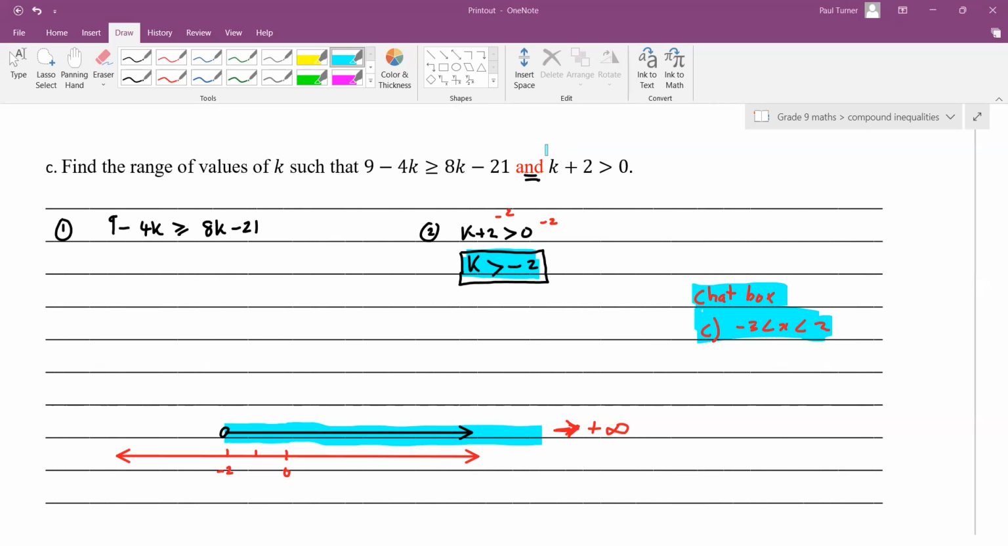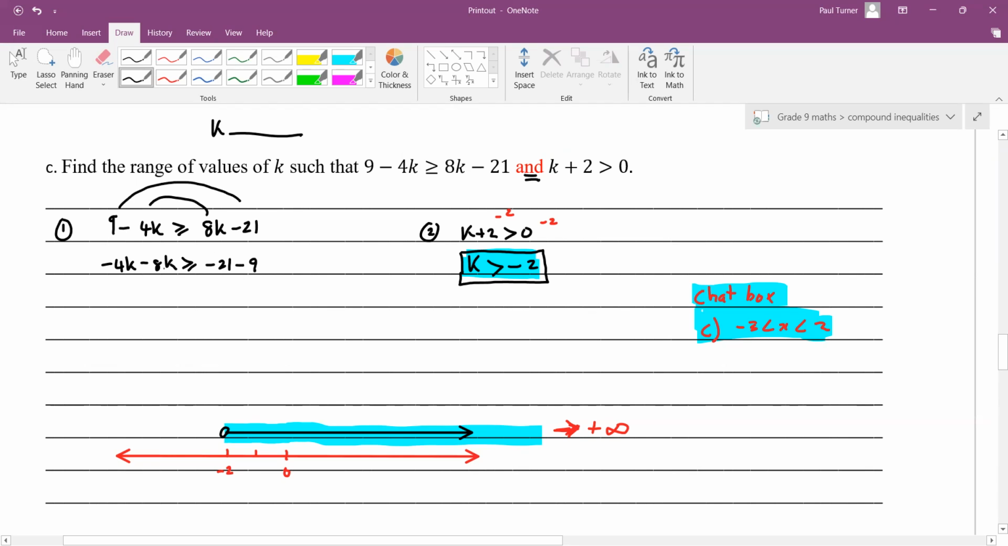I'll start to do this slowly, so you try to get an answer in. So we want k something. We always try to get k on the left side, don't we? So we'll get the 8k and bring it over. So we'll have minus 4k. Bring your 8k over to become minus 8k, greater than or equal to negative 21. Now bring our 9 over to be negative 9. And that will be subtract 9. Okay, so negative 8 minus 4, negative 12.